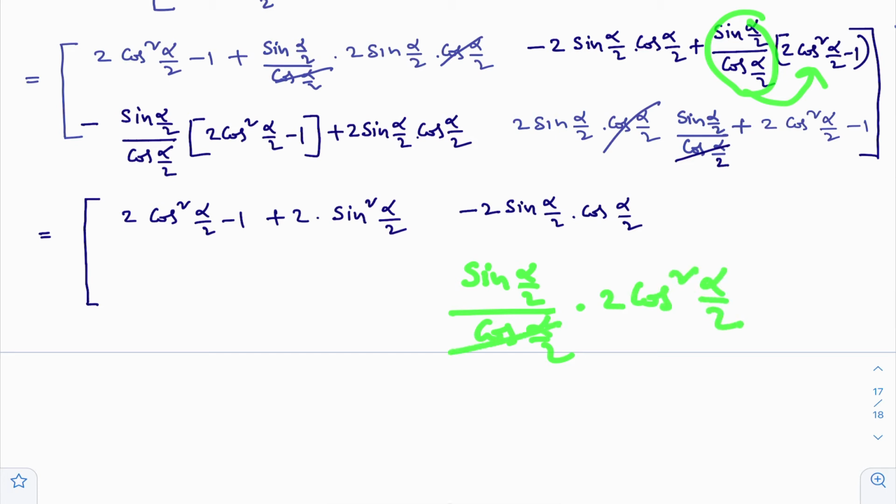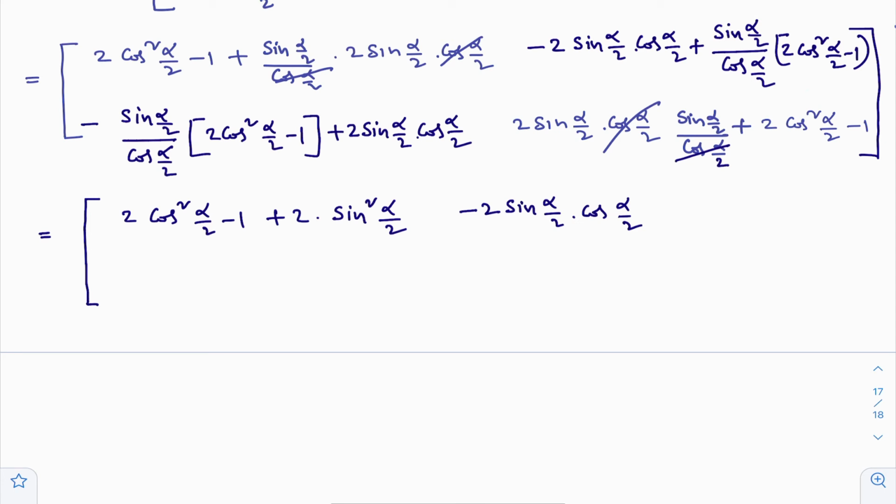You see, 1 plus cos alpha by 2 will get cancelled. What is remaining? 2 sin alpha by 2 into cos alpha by 2 is remaining. So I'll write that element. I am multiplying this element with this 2 cos square alpha by 2. When we multiply, 1 plus cos alpha by 2 will get cancelled. What you will get? 2 sin alpha by 2 into cos alpha by 2 you will get.